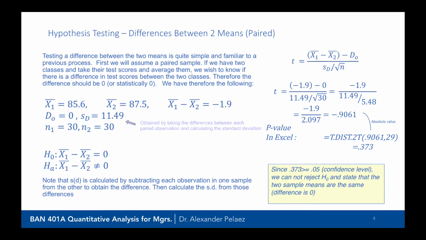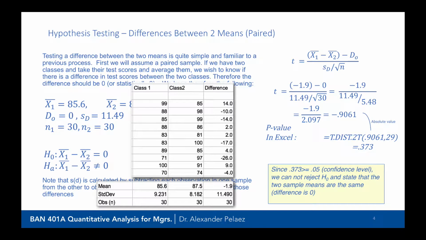Now, how we calculate the standard deviation here is by subtracting each of the observations in one sample from the other to obtain the difference. So an example would be if we have our set of data for sample 1, our set of data for sample 2, we're going to calculate a third column that will have the difference between the two. And then what we're going to do is we're going to take that and calculate the standard deviation, and that will give us one standard deviation.